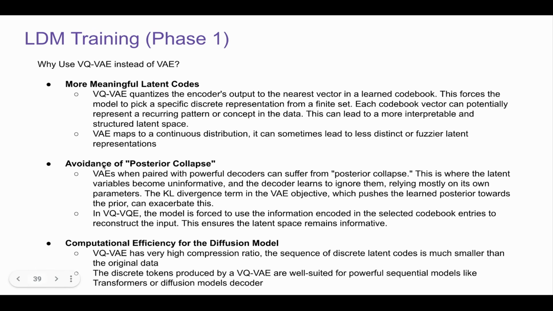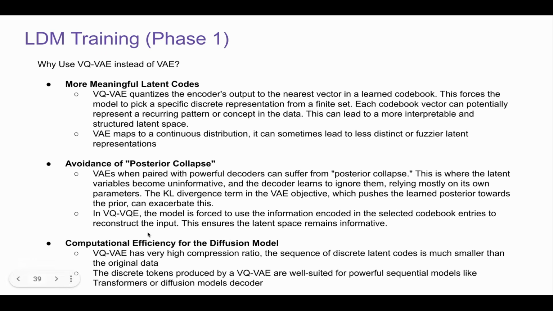The second one is avoidance of posterior collapse. From the name, you can tell this is a bad thing. This happens when your decoder is more powerful than your encoder. This is where the latent variables become uninformative and the decoder learns to ignore them, relying mostly on its own parameters. The KL divergence can actually make this even worse. In the VQ-VAE, the model is forced to use the information encoded in the selected codebook to reconstruct the input. So this ensures the latent space remains informative.